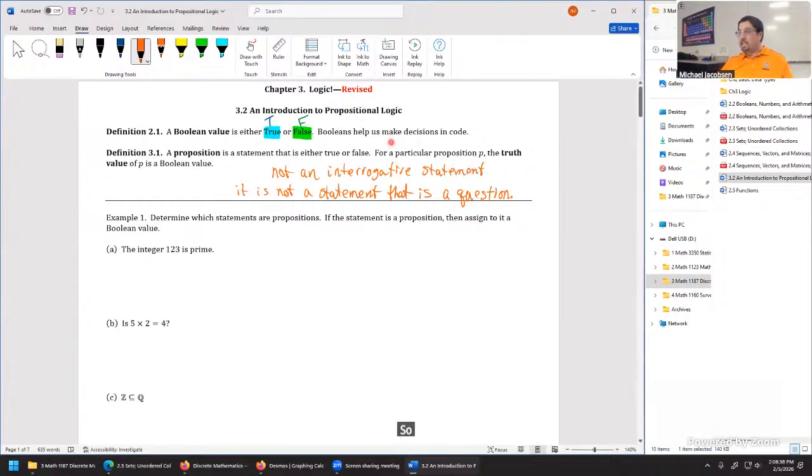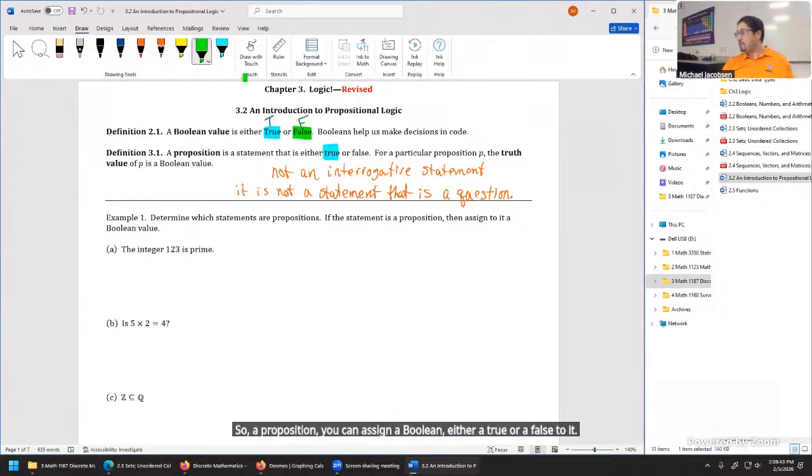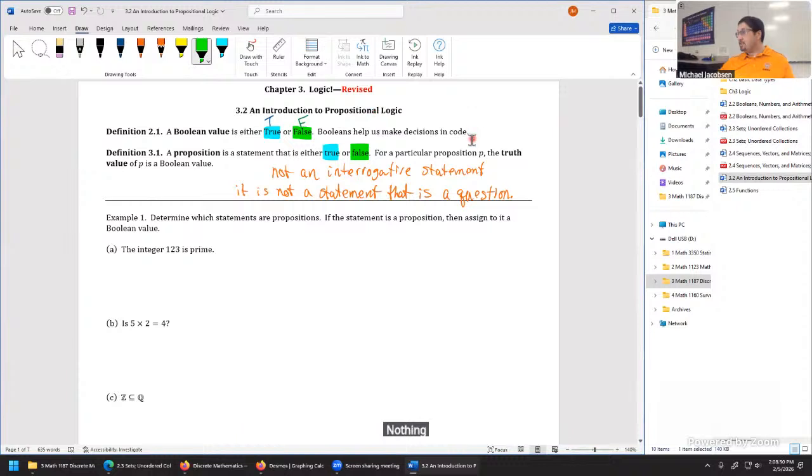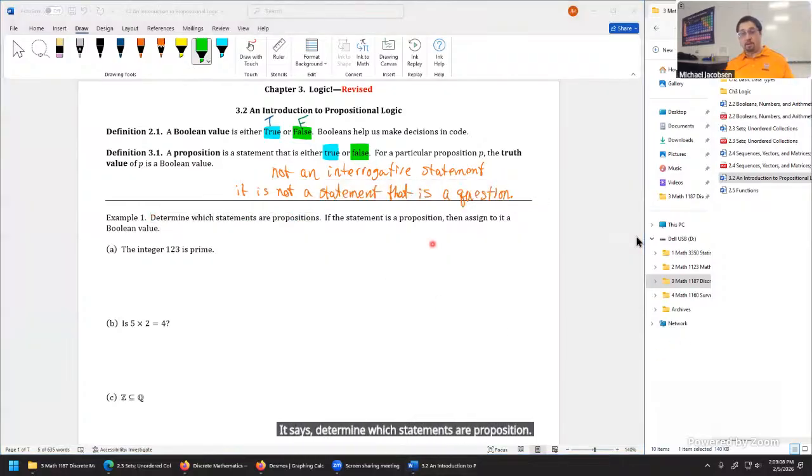So a proposition, you can assign a Boolean, either a true or a false to it, and there is no middle ground whatsoever. It's either true or false, nothing in between. So for a particular proposition P, the truth value is the Boolean value, either T or F for short. So example 1 is just kind of a quick rundown to really internalize those definitions. It says determine which statements are propositions, and if it is a proposition, assign a Boolean value to it.